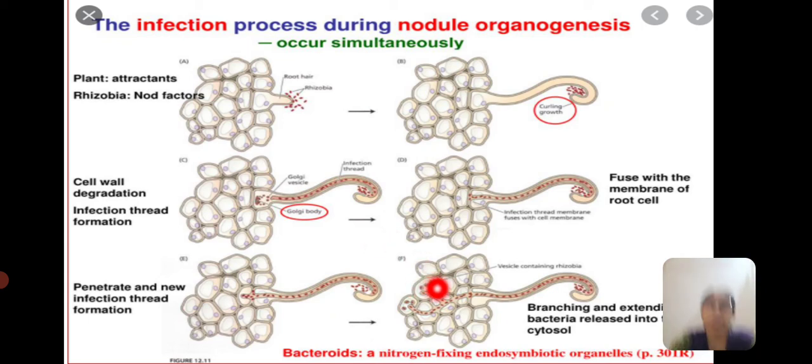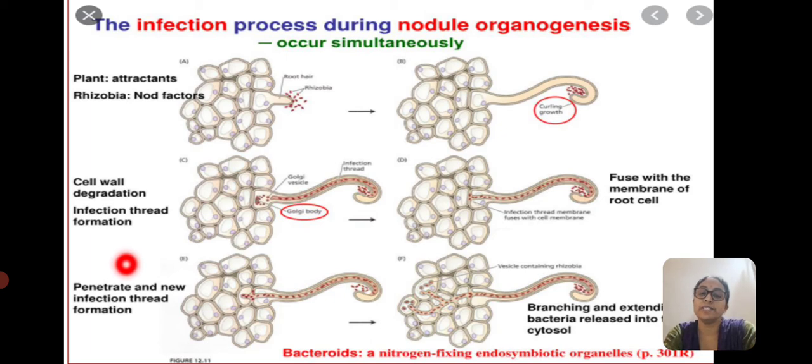As the bacteria enter and multiply in the cortical cells, they are called bacteroids. These bacteroids will synthesize the nitrogenase, and as their volume increases, we can see the outgrowths in the form of nodules, that is the nodule formation. All these processes are triggered by two different types of genes, that is NIF genes and NOD genes.